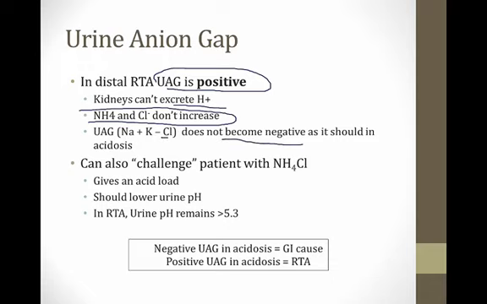Another way you can make the diagnosis of a type 1 RTA is to do something called an ammonia challenge. So you administer ammonium chloride, this is called an acid load, and this should lower the urine pH, but in RTA the urine pH remains greater than 5.3.